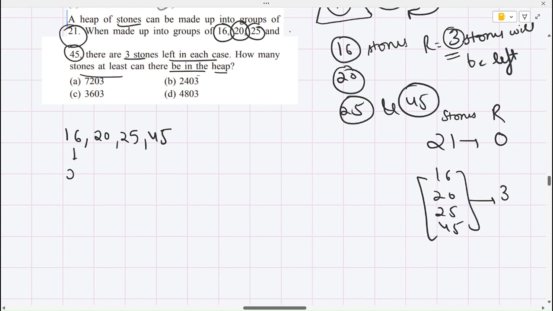So 16 can be written as 2 raised to the power 4. 20 can be written as 2 raised to the power 2 multiplied by 5. 25 can be written as 5 raised to the power 2. And 45 can be written as 3 raised to the power 2 multiplied by 5, that is, 9 times 5 is 45. So in this way we have written them. Then if we try to find the least common multiple, it becomes 2 raised to the power 4 multiplied by 3 raised to the power 2 multiplied by 5 raised to the power 2.